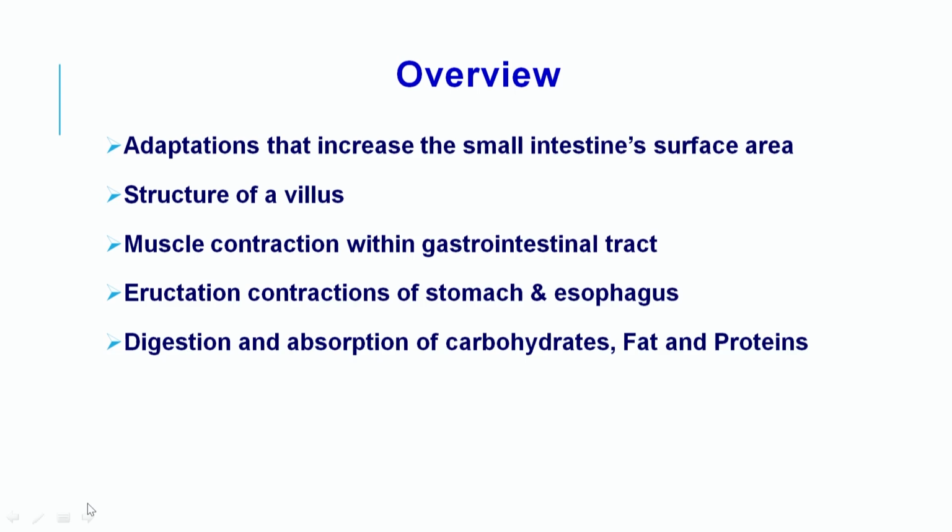So we are going to talk about the adaptations that increase the small intestine surface area, the structure of the villus, what the different structures present in the villus are, the muscle contractions within the gastrointestinal tract, the eructation and contraction of the stomach as well as the esophagus, and digestion and absorption of the different nutrients in the stomach and intestine. Let's start one by one.